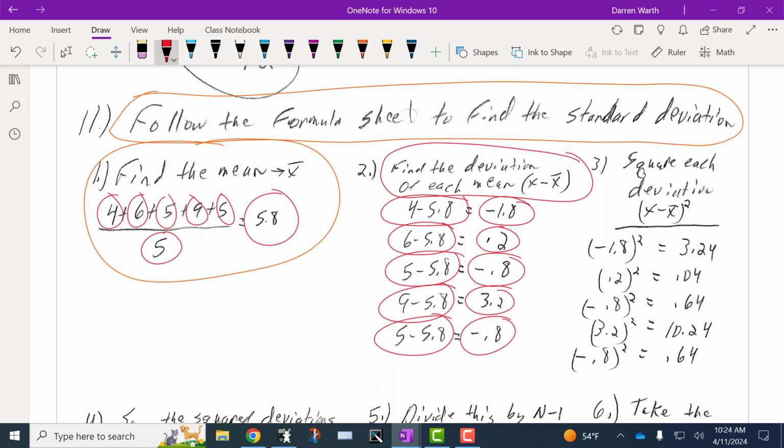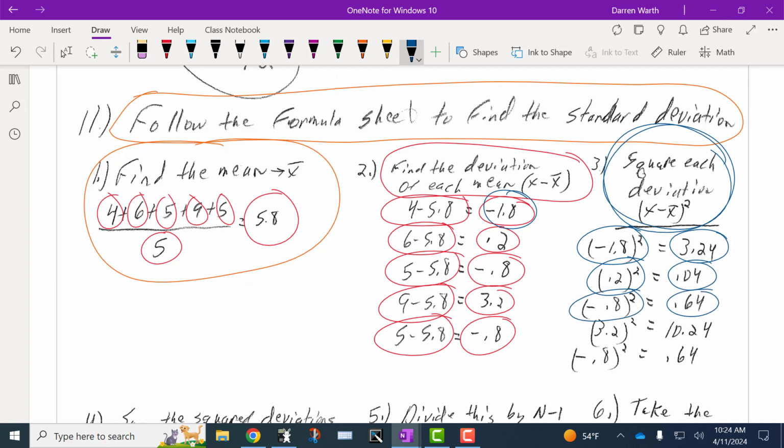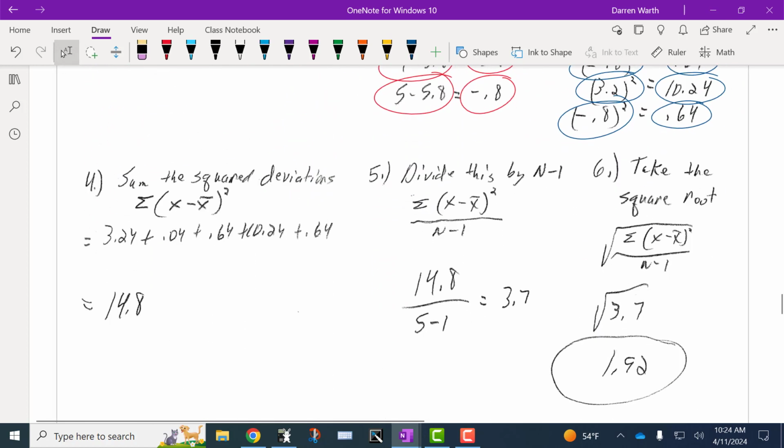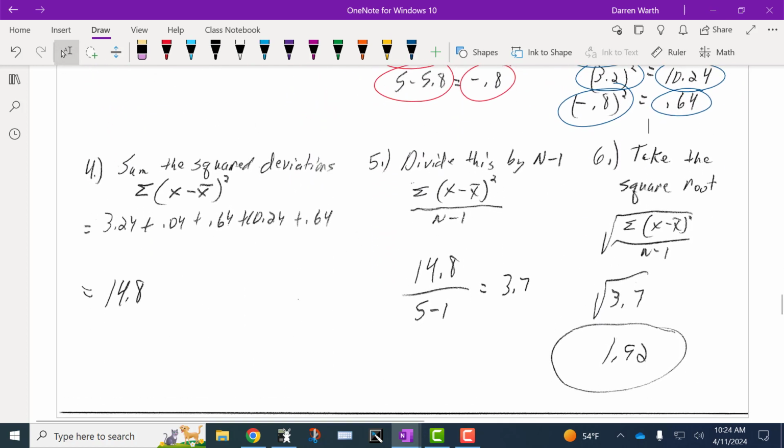Then step number 3 tells you to square each deviation. So I'm going to take negative 1.8 and square it, that's 3.24. I take 0.2 and square it, that's 0.04. I take negative 0.8 and square it, I get 0.64. I take 3.2 and square it, I get 10.24. I take negative 0.8 and square it, I get 0.64. That's step number 3.